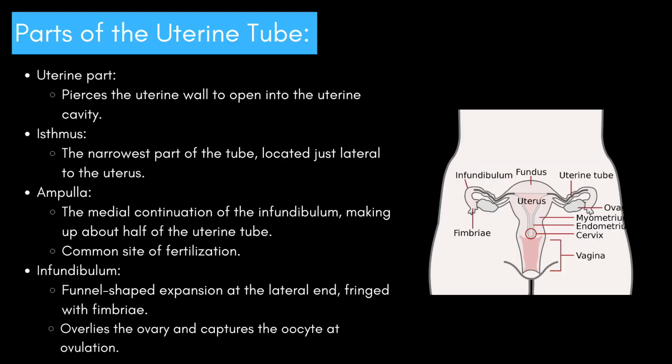Let's start off by taking a look at the parts of the uterine tube. Uterine part pierces the uterine wall to open into the uterine cavity. Isthmus, the narrowest part of the tube located just lateral to the uterus. Ampulla, the medial continuation of the infundibulum, making up about half of the uterine tube. Common site of fertilization. Infundibulum, funnel-shaped expansion at the lateral end, fringed with fimbriae. Overlies the ovary and captures the oocyte at ovulation.